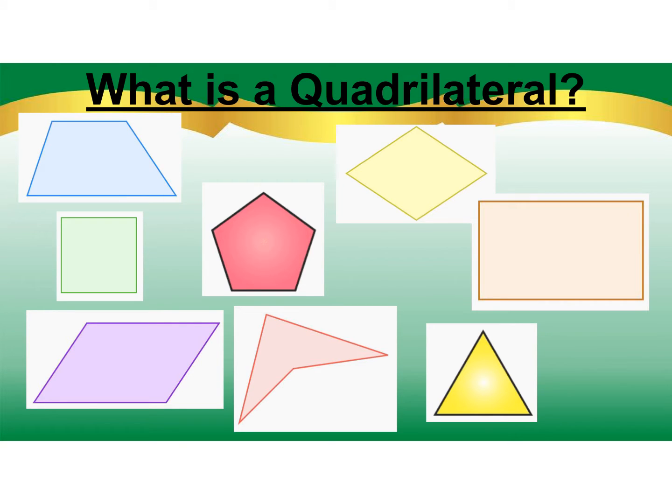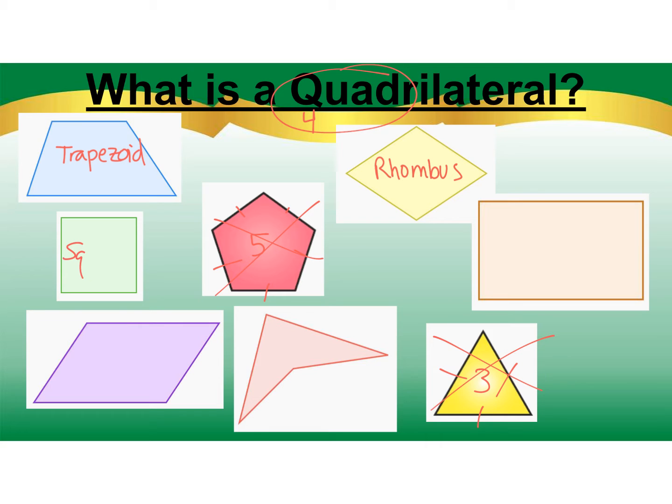Okay, so quad means 4. So anything that has 4 sides. So this is 1, 2, 3, 4, 5. This is 5, so this is not a quadrilateral. This is 1, 2, 3. That has 3, so that is not a quadrilateral. This one is a trapezoid that has 4 sides. This one is a rhombus, 4 sides. We have a square with 4 sides.